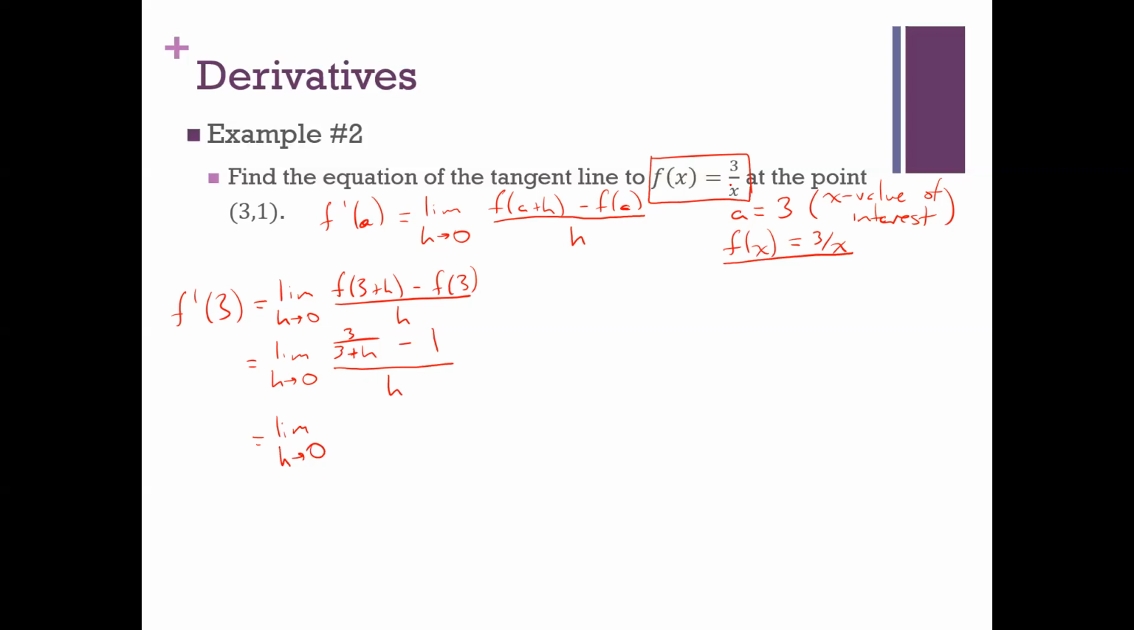All right, so I got this weird expression here. I clearly cannot just plug in 0 for h because that won't yield me anything, but is there anything algebraically I can do from here?